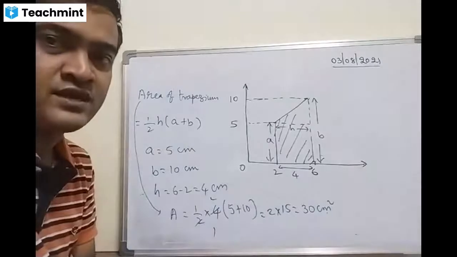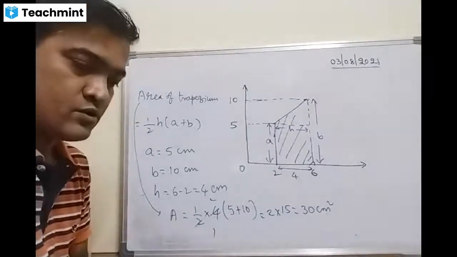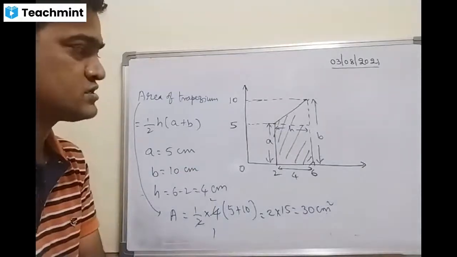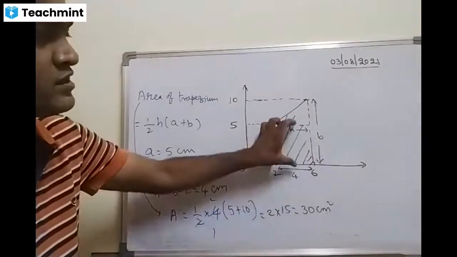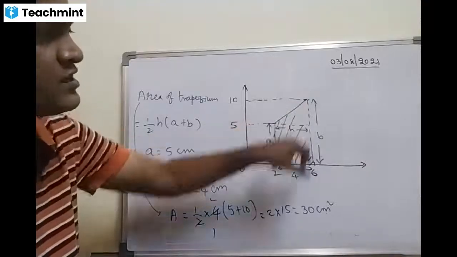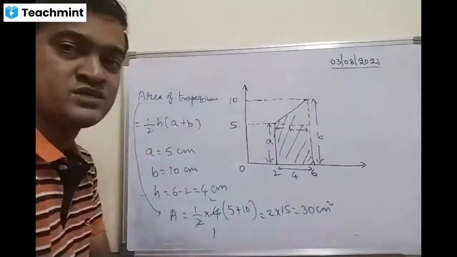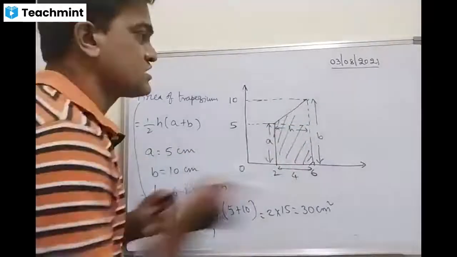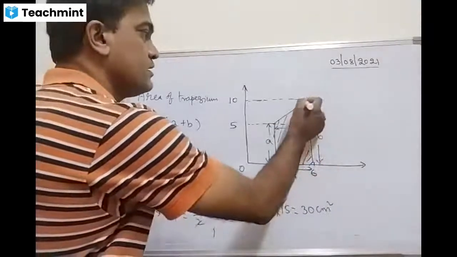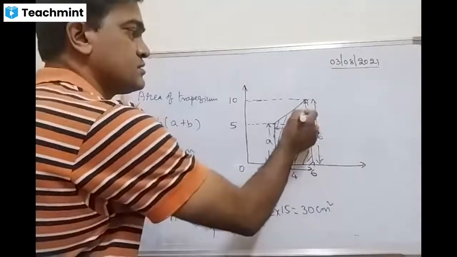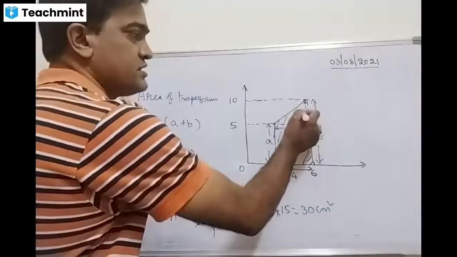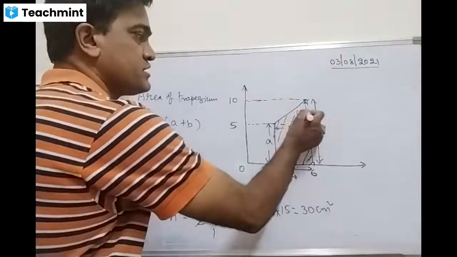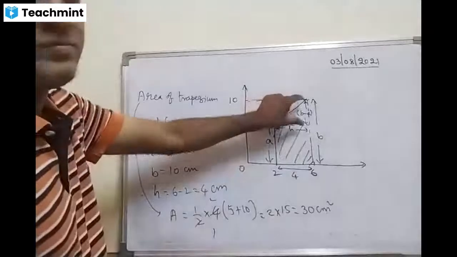If you want, you can try calculating individually, meaning area of rectangle plus area of triangle. Yeah, I made a mistake in finding this length. What is this length? If I take the base, this length will be B minus A.